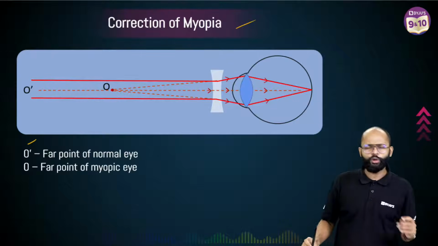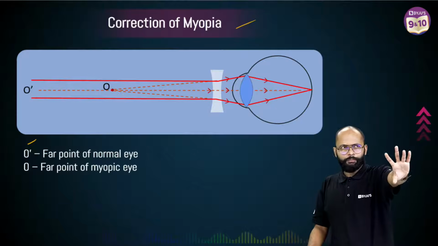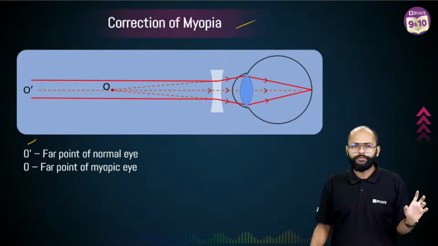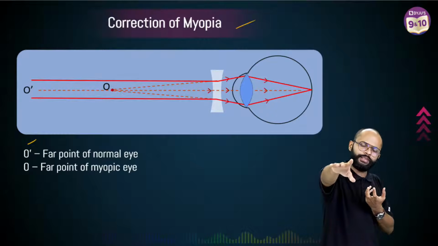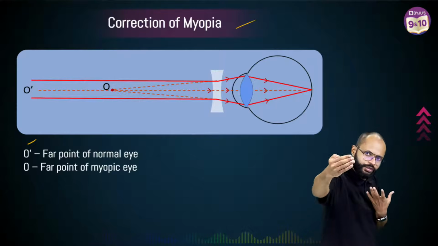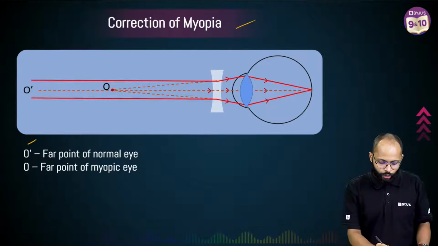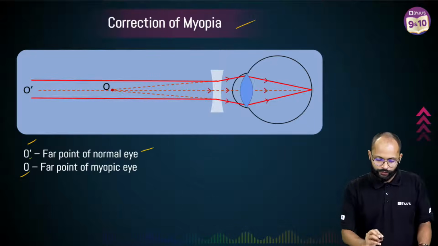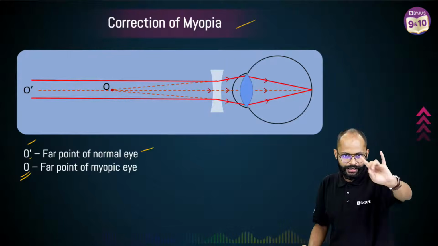let's say O dash is for a normal eye. For a normal eye the far point is infinity, but for a myopic eye the far point will not be infinity, because they are not able to see the far object clearly. Their far point has actually come closer, right? So O dash is the far point of the normal eye. O is the far point of the myopic eye. Getting it?